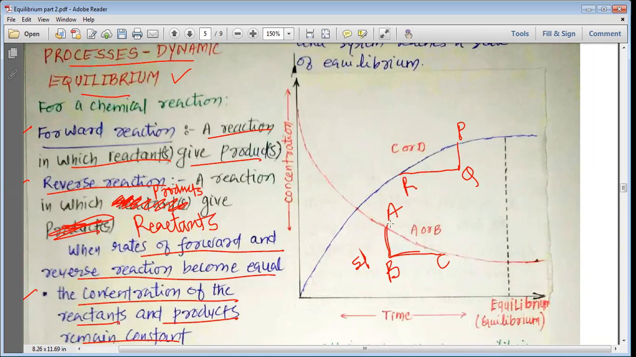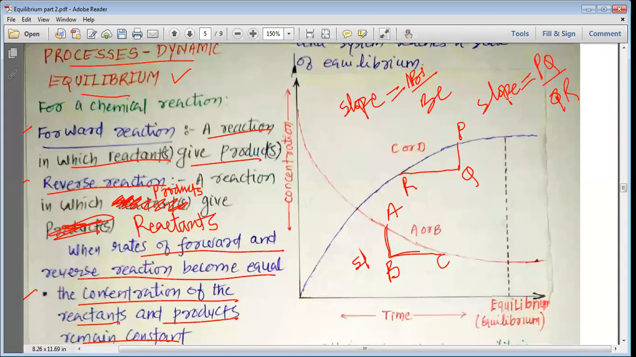In that case, how do you write the slope? Slope is equal to, in case of this, my dear students, AB by BC. And in this case, the slope is equal to PQ by QR. So if you find these values, you will get the rate of the reactions, and when the equilibrium has been established, you will get this flat line, and that is why the rate even becomes the same for the forward reaction as well as the reverse reaction.